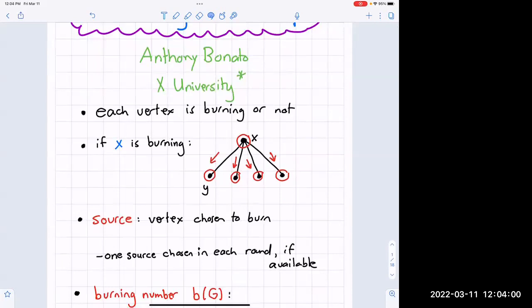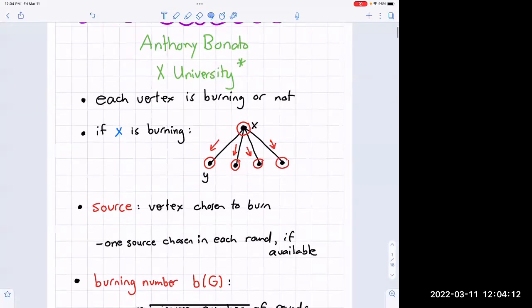So what is burning? It's a graph process, and every vertex is in one of two states, either burning or not. If a vertex is burning, say like I have X in this figure, in the next time step, the next round, all of its adjacent vertices will catch fire. So there's a series of discrete time steps, starting at the first time step, which you can call round 0, and then the process continues over time.